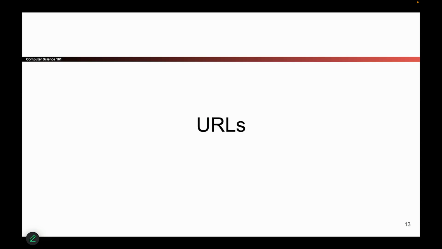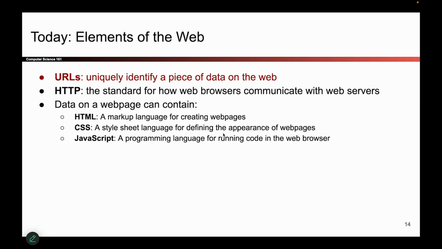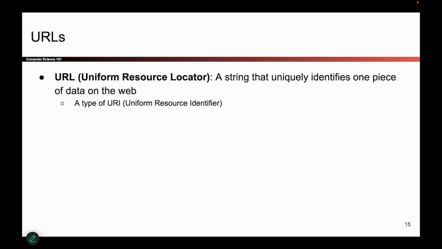So the first thing we need to know if we're talking about the web is what a URL is. Now, I'm guessing a lot of you already know what this is, but let's be very precise and define what a URL is and what it's made up of. So a URL, it's some string, you've probably seen them before, and it uniquely identifies something on the web.